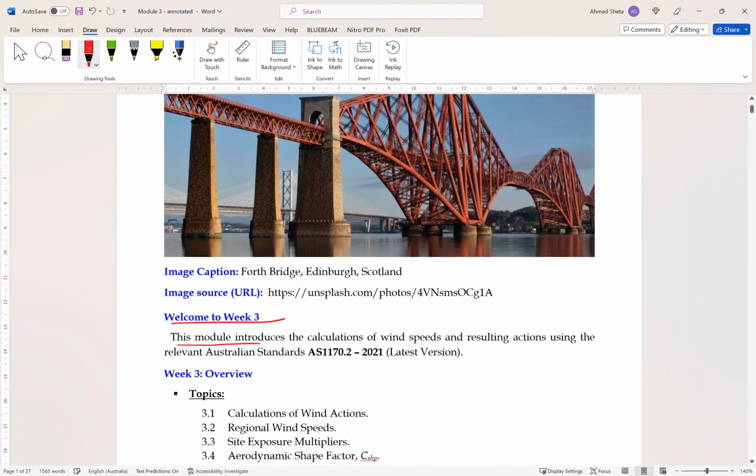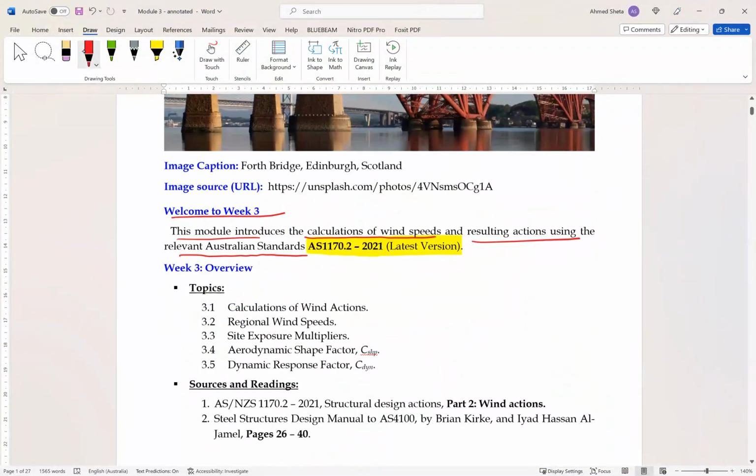This module is introducing the calculation of wind speeds and resulting action using the relevant Australian standard. As you know, it is 1170.2. The latest version of this standard is the 2021 version, so please have a look at this one. The topics of this week are calculation of wind actions, regional wind speeds, site exposure multipliers, aerodynamic shape factor C shape, and dynamic response factor C dynamic. So this week we are focusedly talking about wind load calculation.